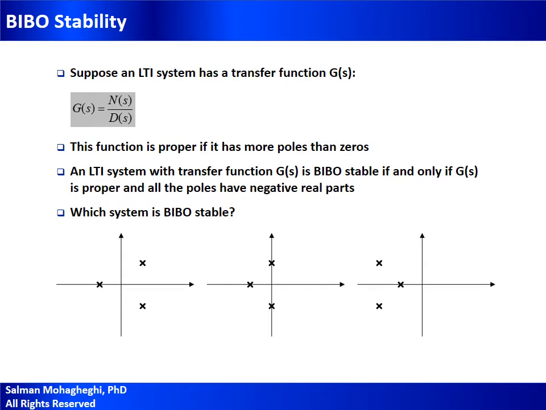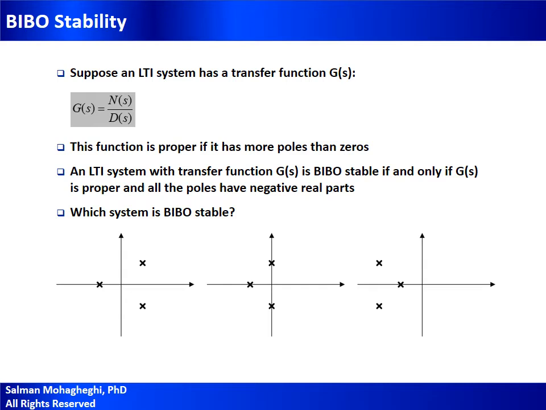Consider these examples. Here I'm showing you three hypothetical systems with 3 poles each. Let's start with the one on the left. You have 3 poles, one of them is real and negative. The other 2 are complex conjugate poles with a positive real part. Based on what we just learned, this system is not going to be bounded input, bounded output stable.